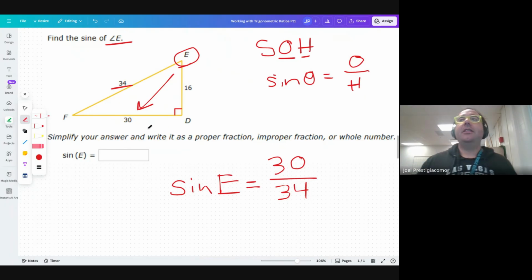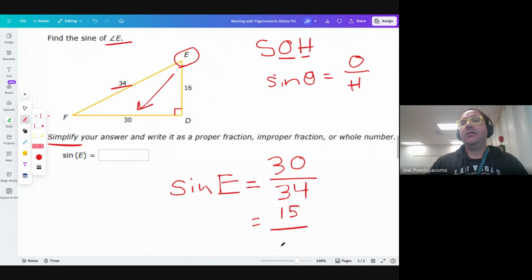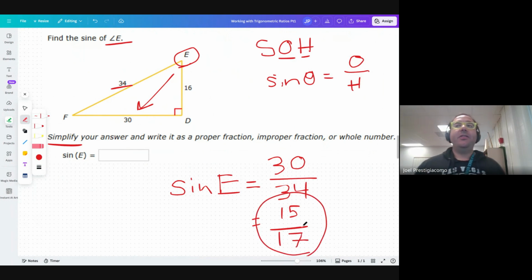Now look at the answer conditions. It says write your answer as a proper fraction, improper fraction, or whole number. Again, I think you should be able to enter 30 over 34. It doesn't say to, oh, it does say to simplify, sorry. I should have jumped to that. 30 over 34, each of these numbers can be divided by 2. So this can be 15 over 17. Okay, so that would be the simplified version.